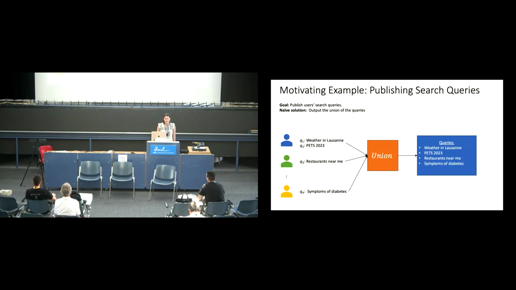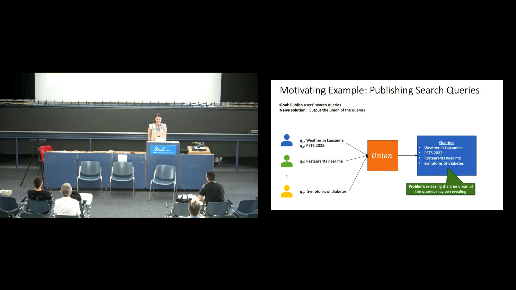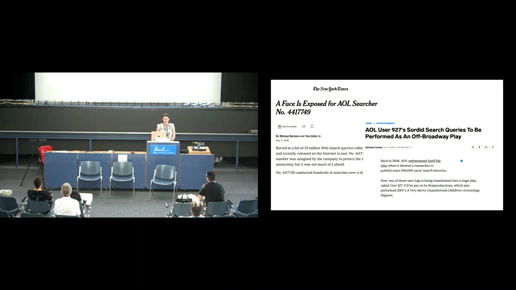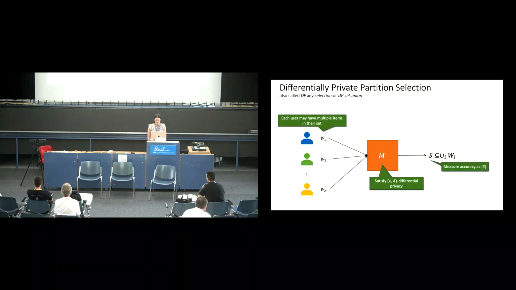All right, so let's say you're doing a user study, for example, and you want to publish user search queries. A naive way of doing this would be to just output the union of all these queries. But clearly, queries can be quite revealing, and AOL actually found this out the hard way in 2006. So what we might want to do is take a more principled approach and use differential privacy to give us some privacy guarantees in this space.